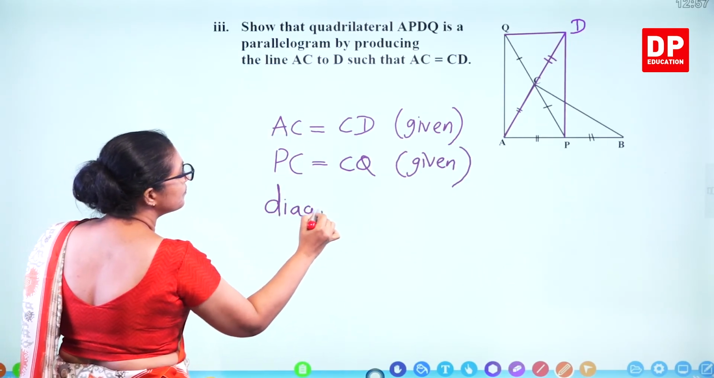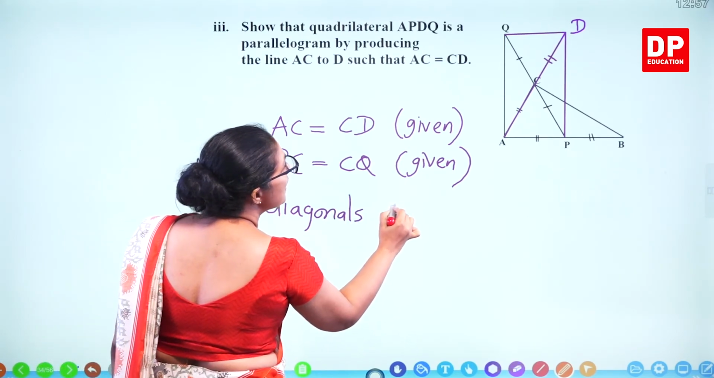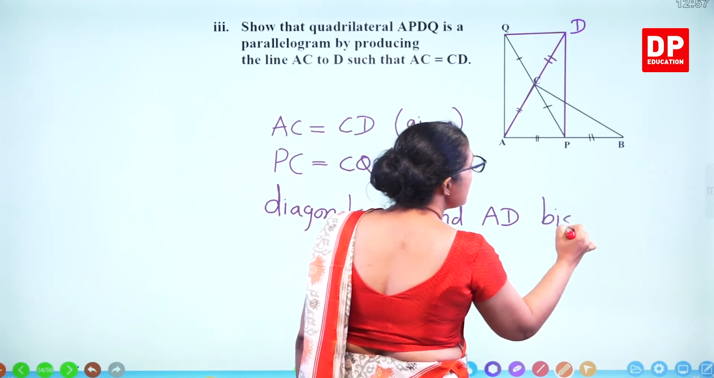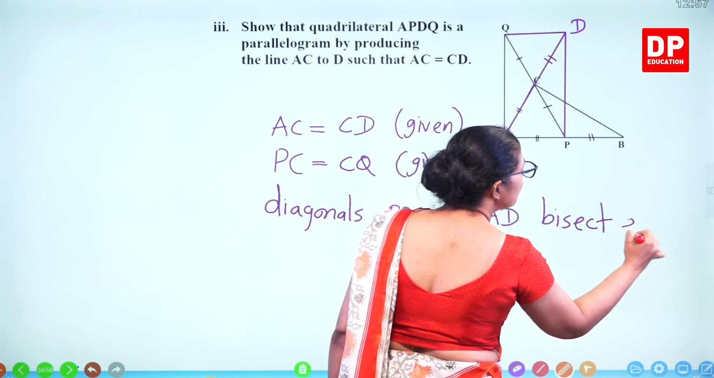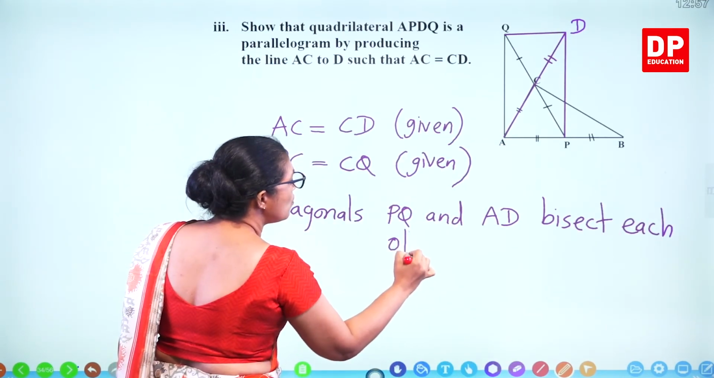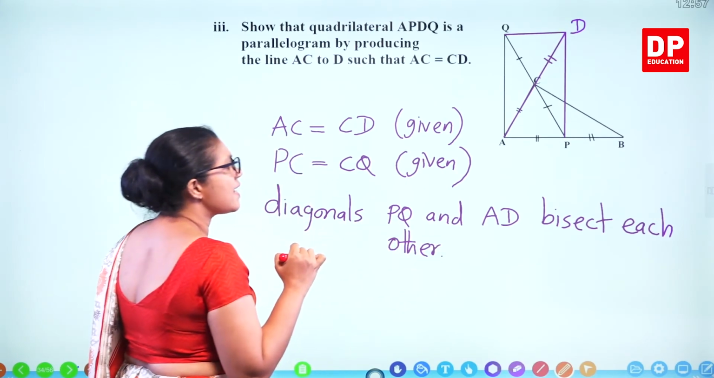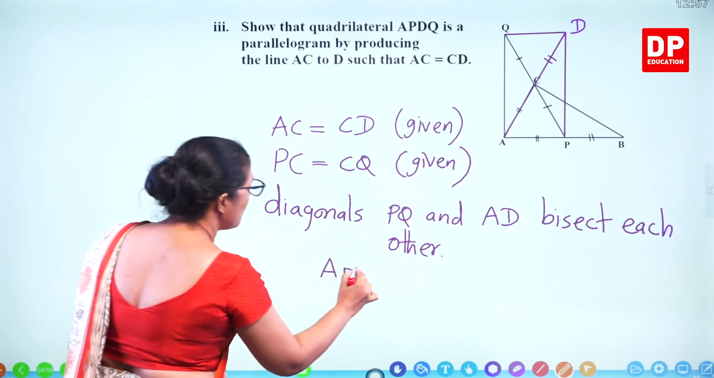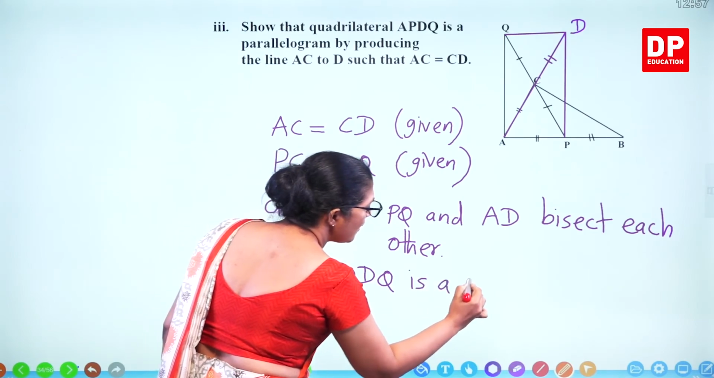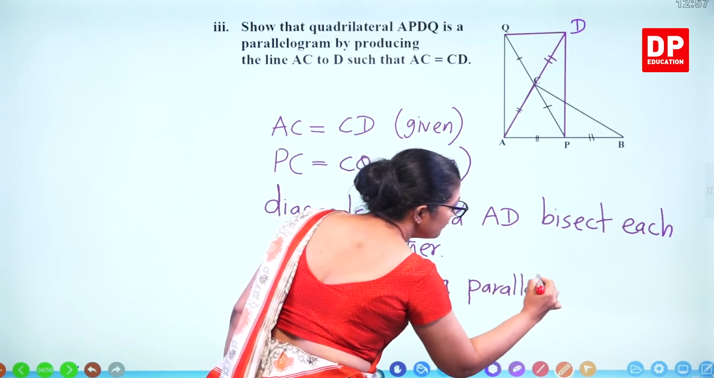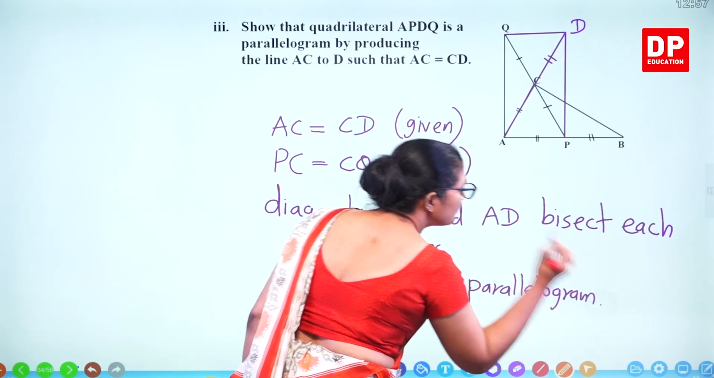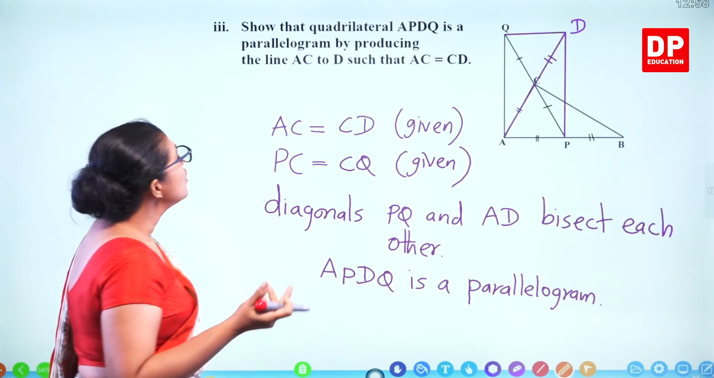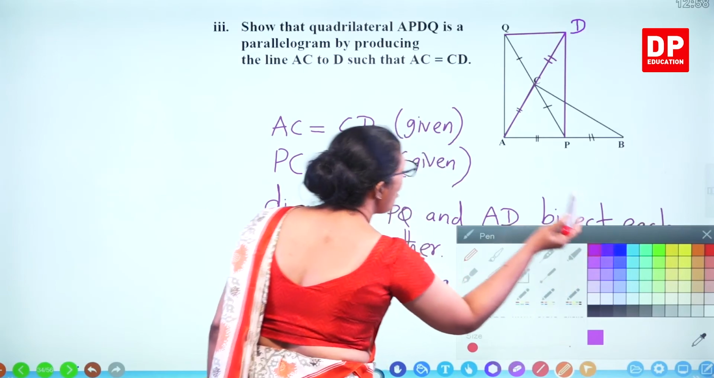Diagonals PQ and AD bisect each other. If the two diagonals bisect each other, you can say APDQ is a parallelogram. So that's a small part. You just have to say diagonals bisect each other. So we can give 2 marks for this part.